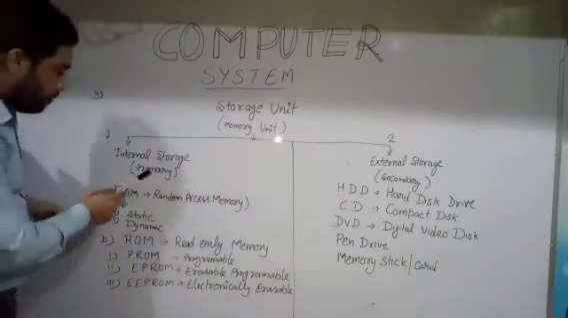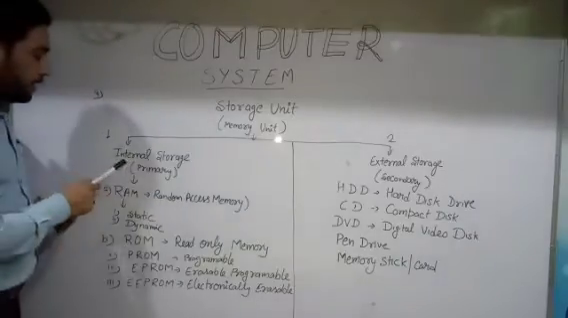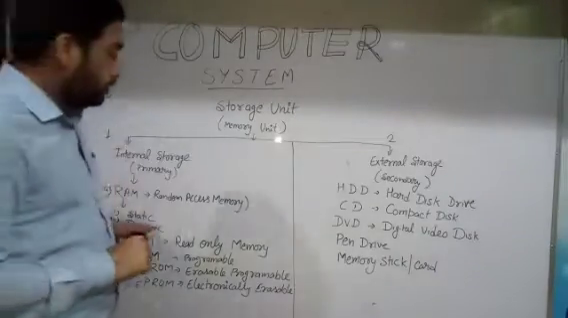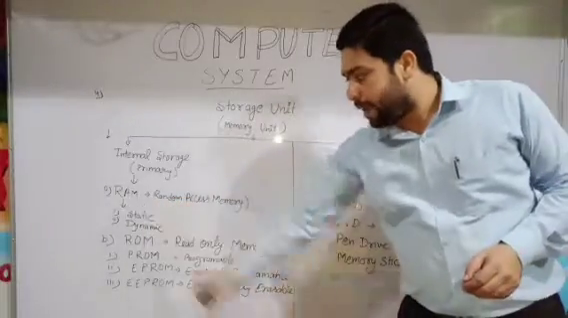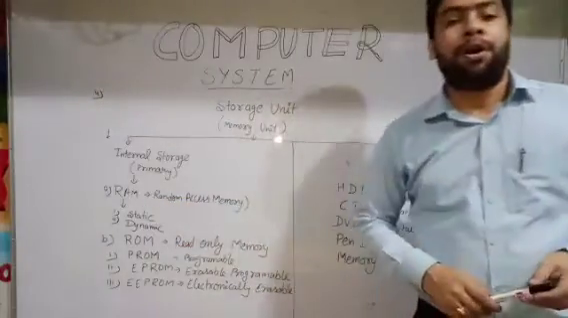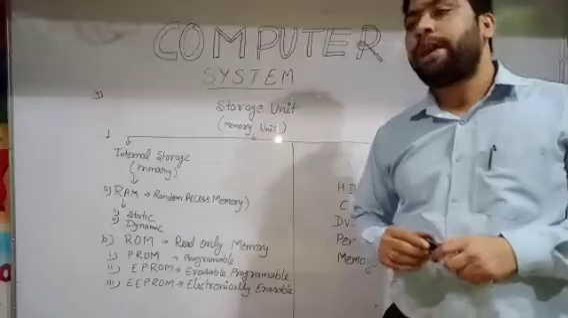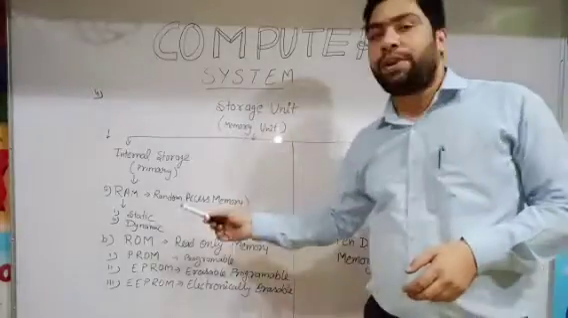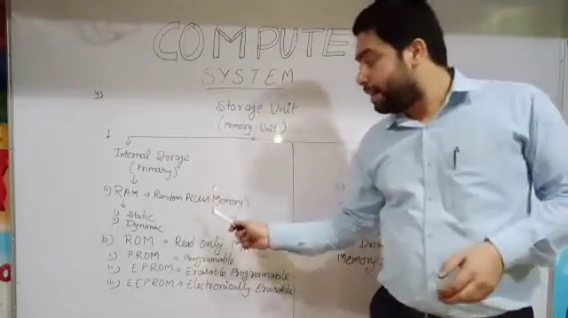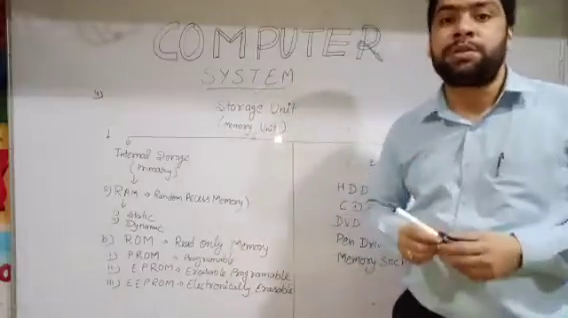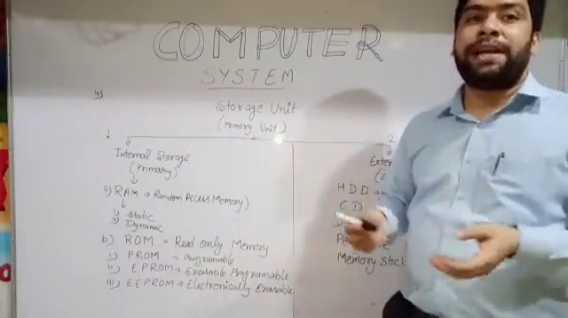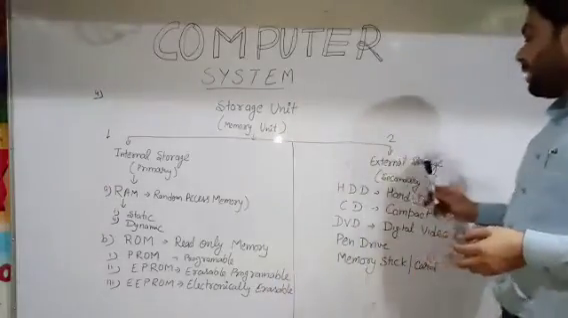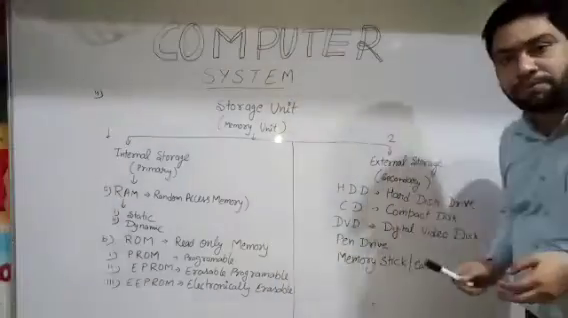Primary memory or internal storage. There are two types of memory. First one is RAM and another one is ROM. What is RAM? What is ROM? RAM, random access memory. As I told, random access memory is responsible for holding the data until the file is saved into the external storage or secondary memory.